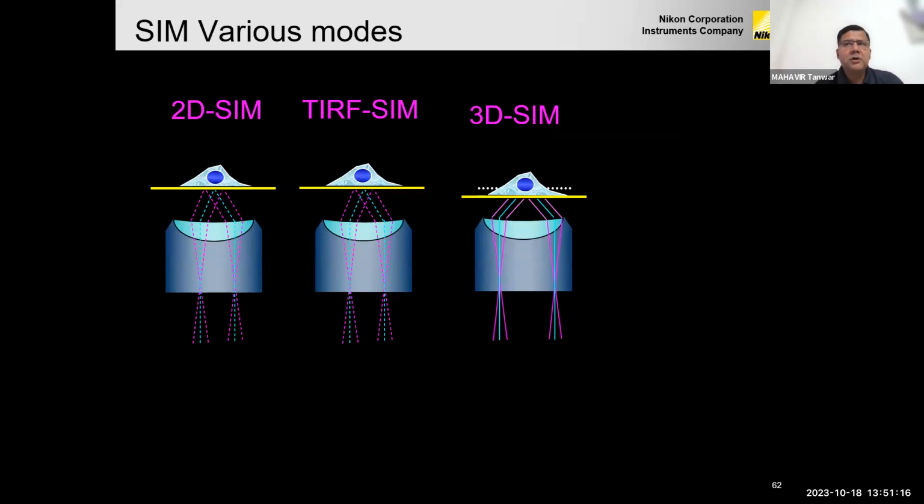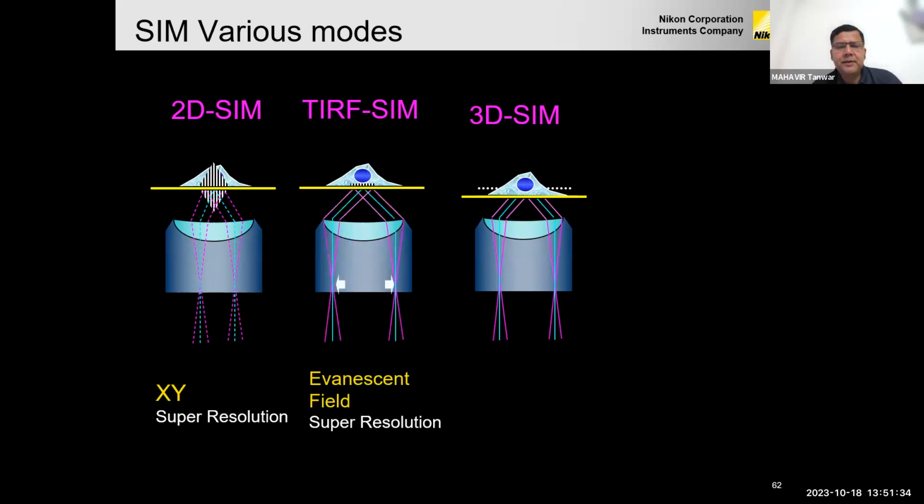If you just want to work on a membrane level, membrane level means maybe above the cover slip, 100 to 150 nanometer, if you want to work, like vesicle trafficking, some membrane studies, TIRF SIM is a very good technology for that. Total internal reflection fluorescence based microscopy.